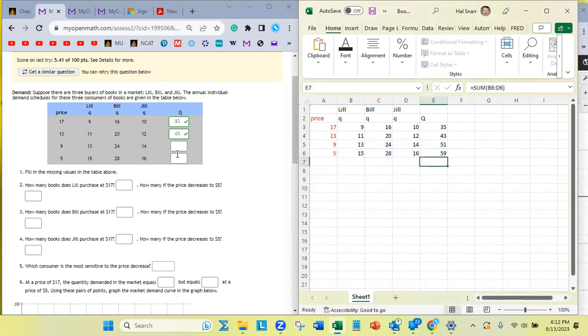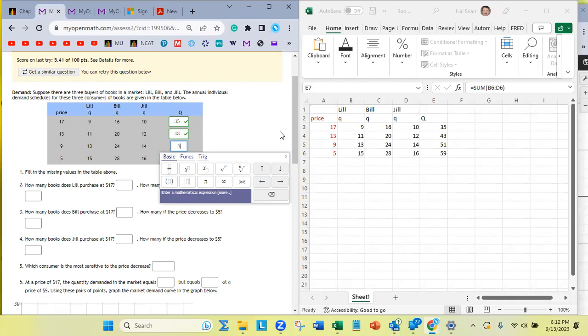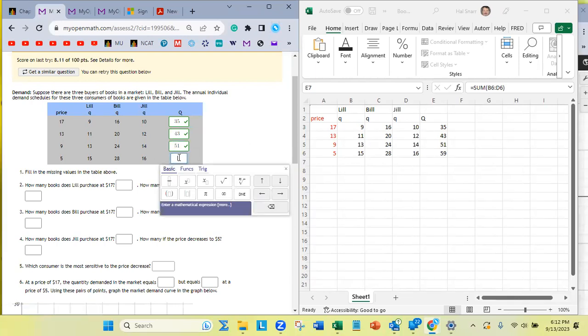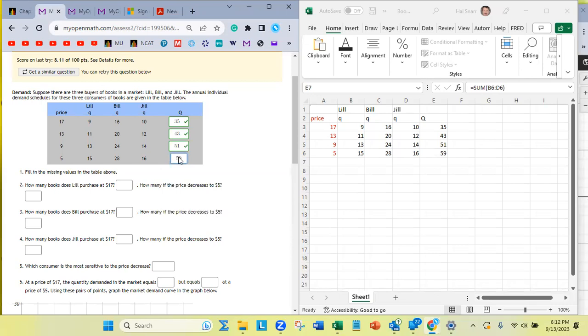So Excel is a really cool tool. When the price is 9, Lil buys 13, Bill buys 24, Jill buys 14. Together they buy 51. When the price is 5, Lil buys 15 books, Bill buys 28 books, Jill buys 16 books, right? Together they buy 59. So the market quantity demanded is just the sums of the individual quantities demanded by the different consumers at a given price, right? So we filled in the missing table values above.